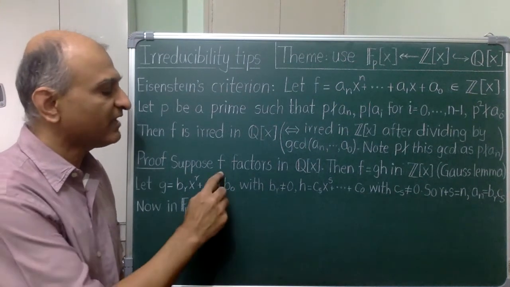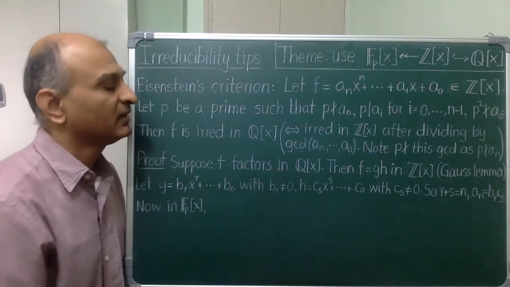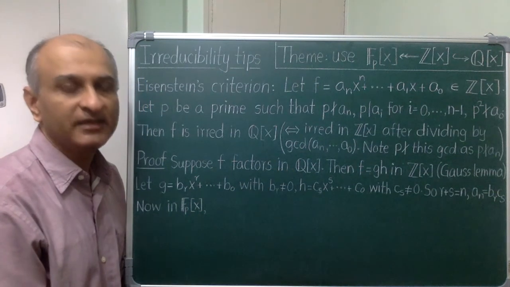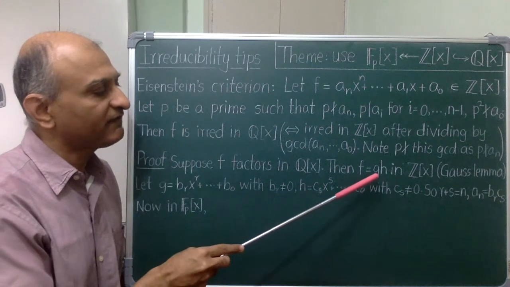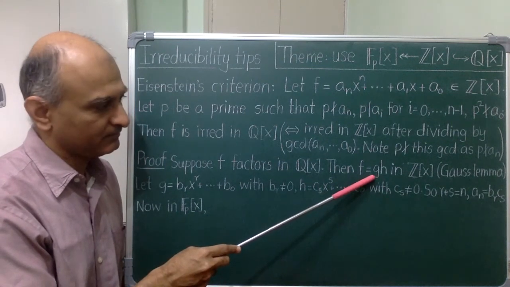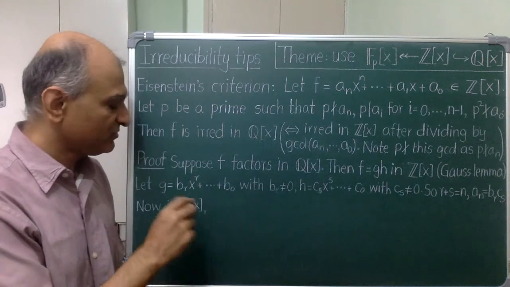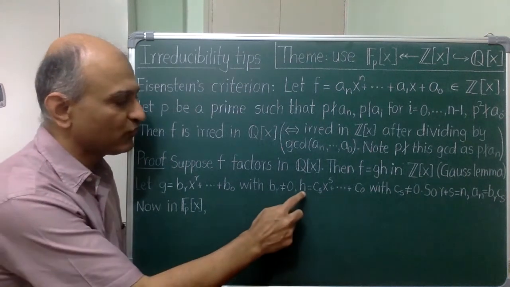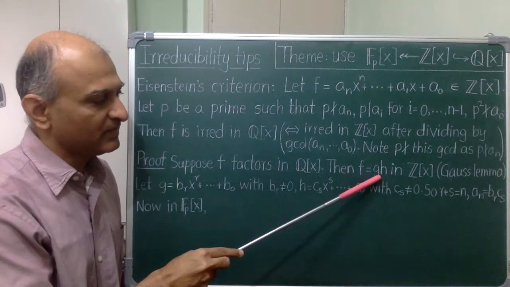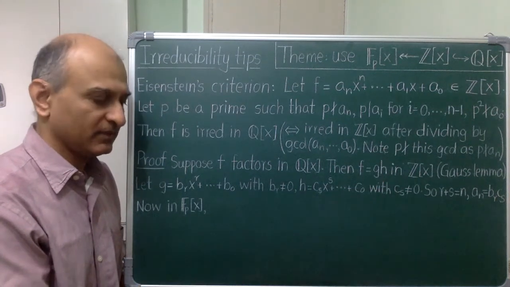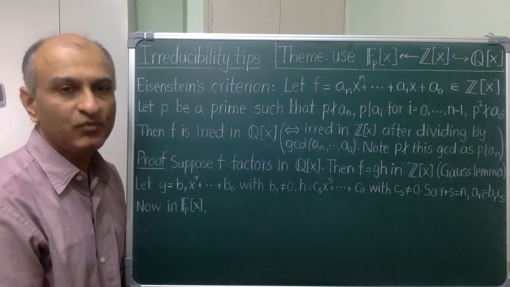So suppose that f factors over q. Now as before, I can clear denominators and use the Gauss lemma to get a non-trivial factoring over z. I have set up the notation for the factors g and h over here. Now that I have an equation over z, I can use reduction modulo p. See if you can complete the proof from here.